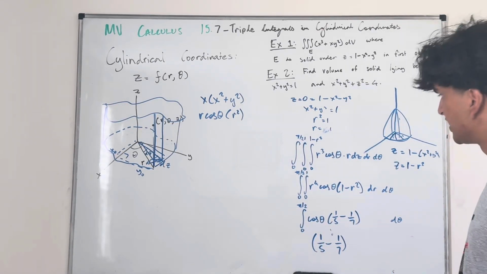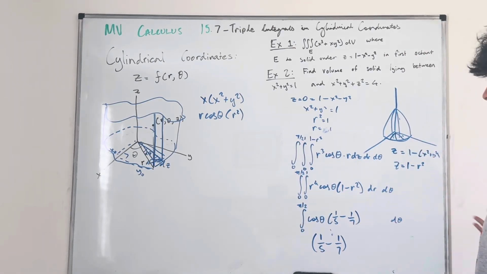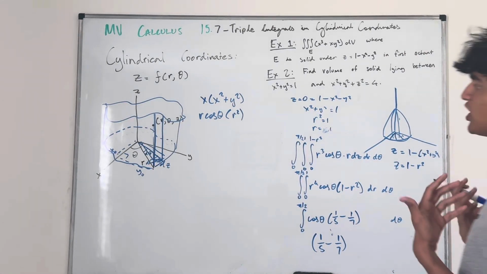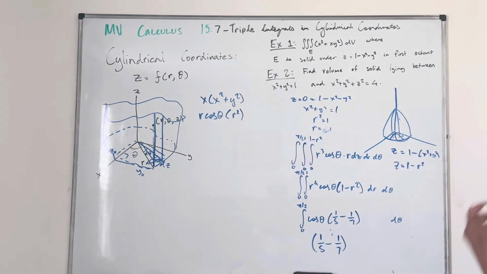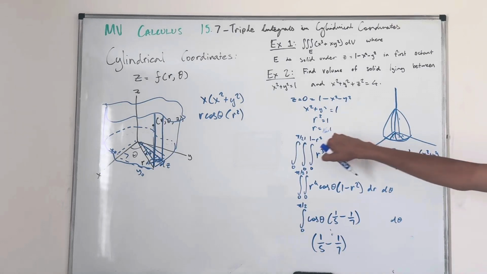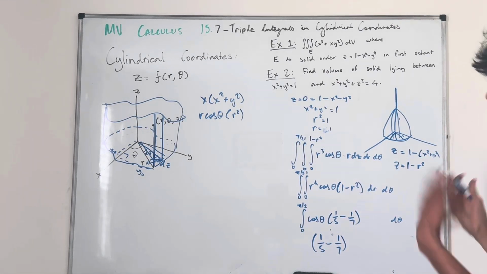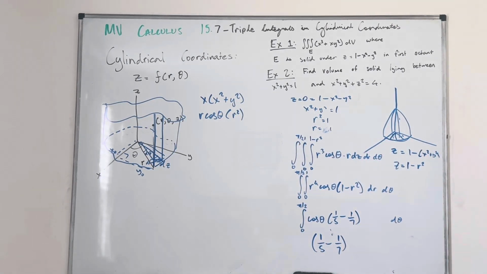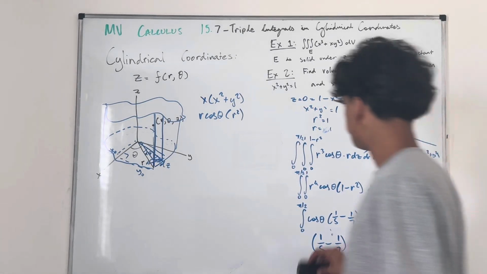So it's pretty straightforward, actually. I don't think this is too difficult. It's just making sure you understand what your bounds are, right? Because I need to have z as a function of r, if I'm doing dz first, or as a function of r and theta. So let's do example 2 and work through it.